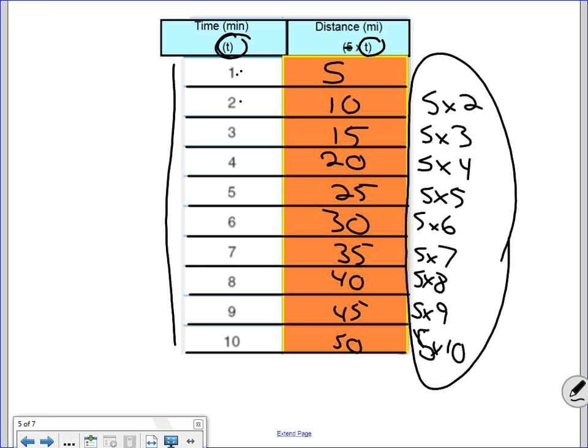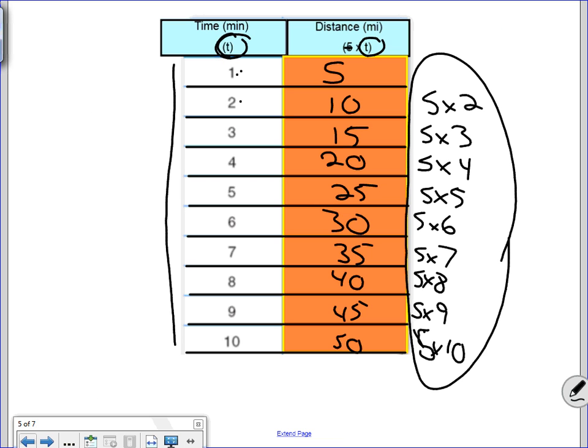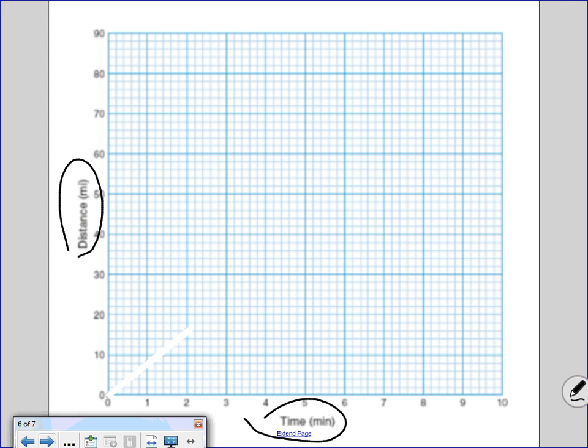Once you have this knowledge, you're going to have to graph it. Okay? Take a close look here. We have the distance right here. We have the time down here. So when I look back here, this is my time. So at 1 minute, we traveled 5 miles. We're up here in tens, so 5 would be right in between 0 and 10.